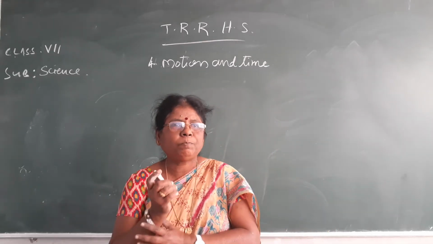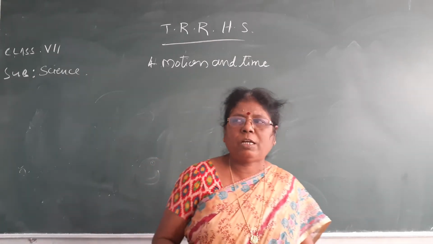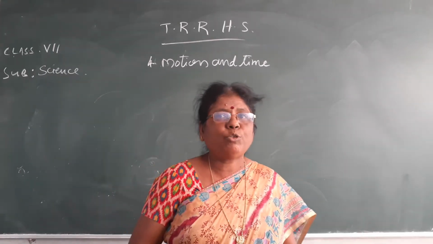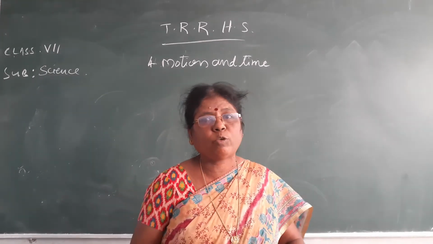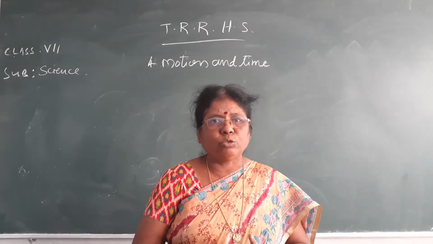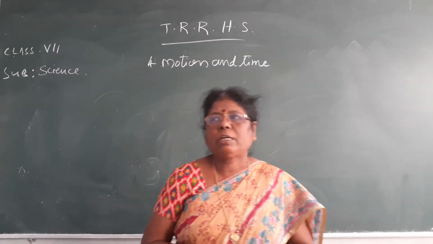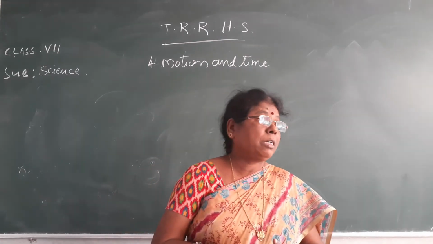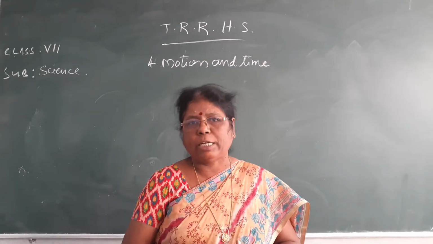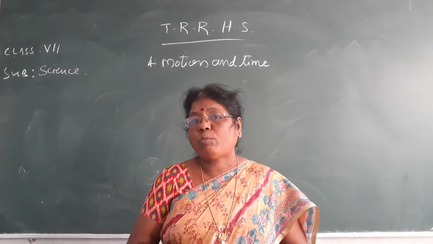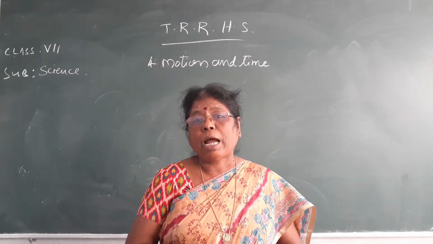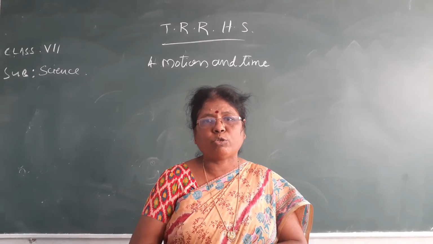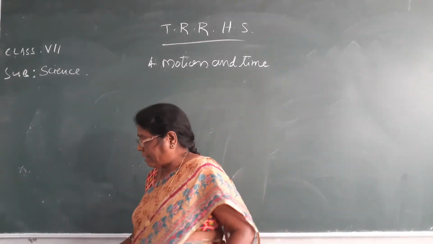Good morning, children. We discussed motion in the previous class, isn't it? Types of motion: uniform motion and non-uniform motion. I already explained: in uniform motion, the object covers equal distance in equal intervals of time. And in non-uniform motion, in equal time, it covers unequal distances. I already gave examples also.